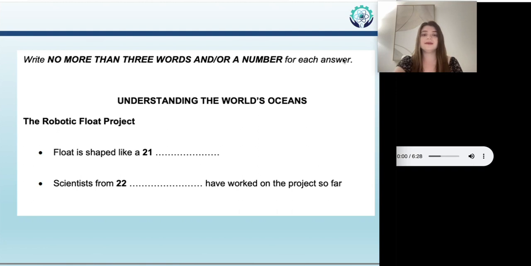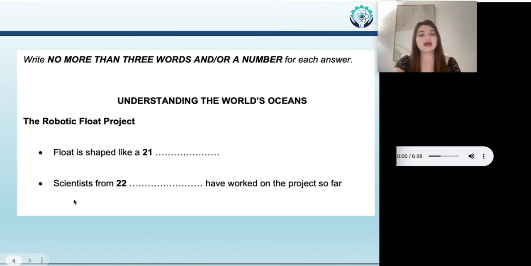Okay. So it looks like the topic is understanding the world's oceans. So I guess that's probably what the lecture is going to be on. Here it says the robotic float project. Float is shaped like a blank. Okay, so that means our strategy here is we've got to listen for when they say the float is shaped like a blank, or if they mention a shape with regards to the float, even if they don't word it that way, that's still the answer. So basically, what shape is this float for the robotic float project?